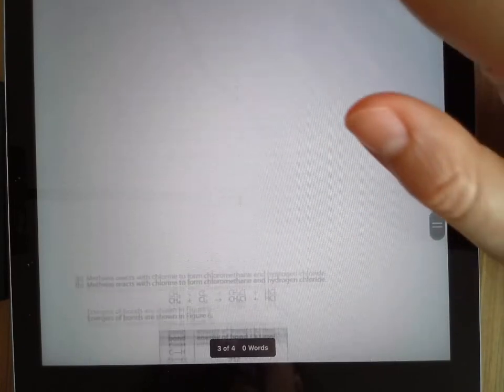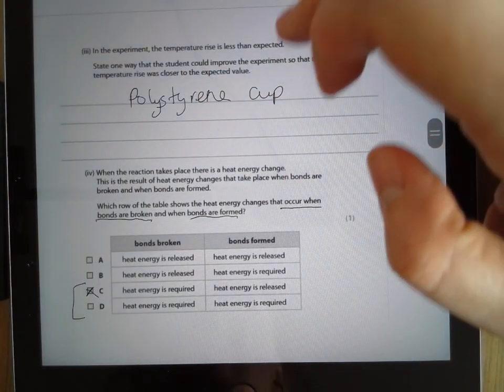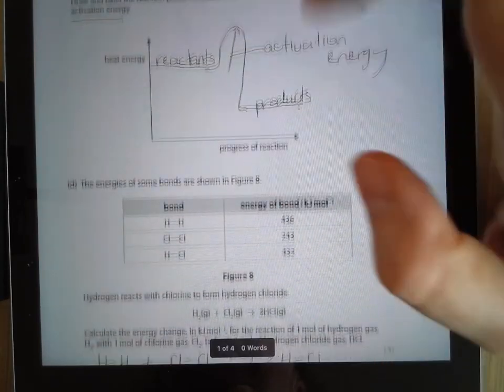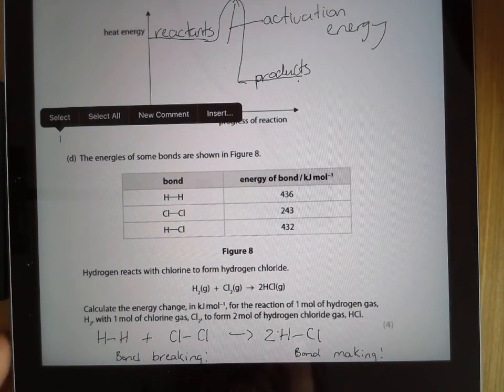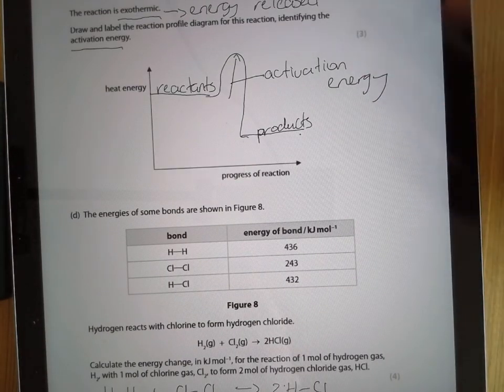They are the standard questions you get in energy changes. You typically get one of those calculation questions to do. You might get asked a question about something along the lines of the polystyrene cup, and you're asked to draw these reaction profile diagrams. If you've got any problems with any of it, because I know it is a brand new topic, please just message me on Show My Homework or email me and I will help you out.